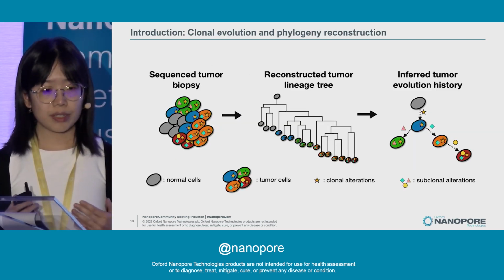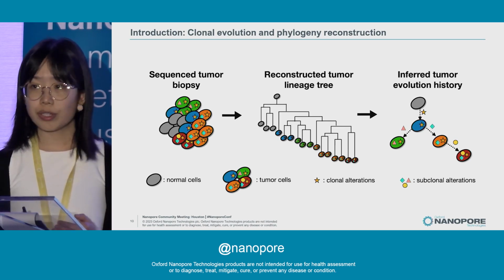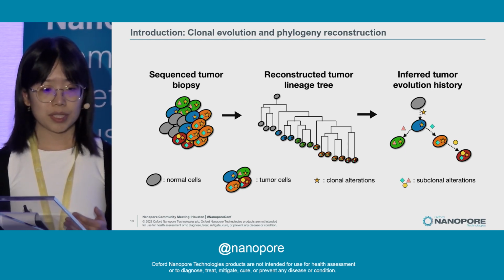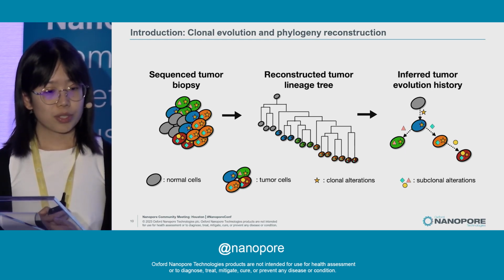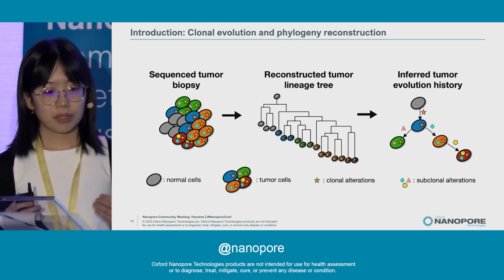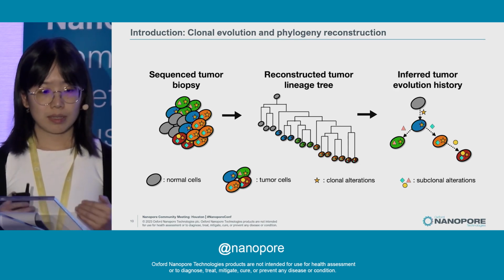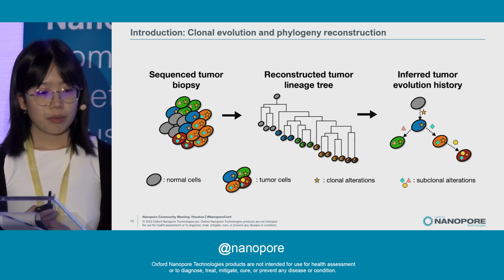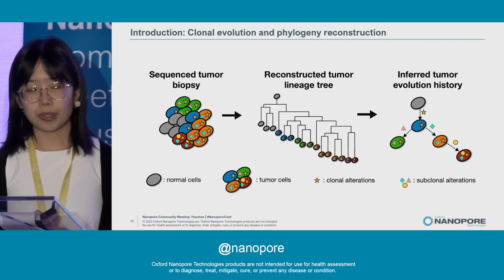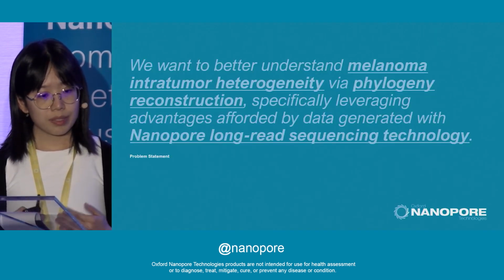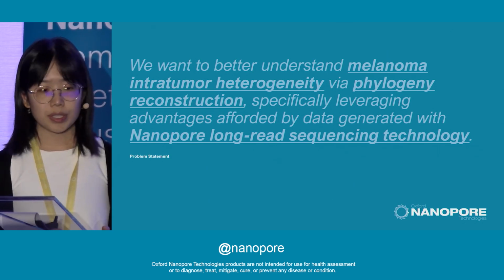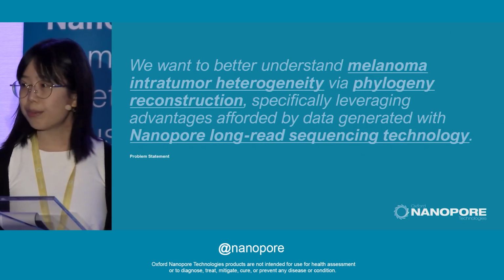How such heterogeneity arises can be modeled as an evolutionary process. And to study such a process, a common analytical approach is phylogeny reconstruction, which, given a sequenced tumor biopsy, reconstructs the tumor phylogeny based on the observed somatic alteration events. And from the reconstructed tree, we can infer the evolutionary trajectory of the tumor. So in this work, we want to better understand melanoma intratumor heterogeneity via phylogeny reconstruction, specifically leveraging the advantages afforded by data generated with Nanopore long reads.